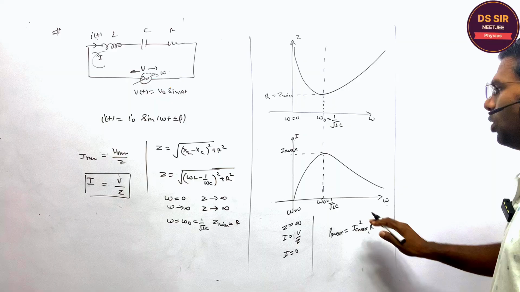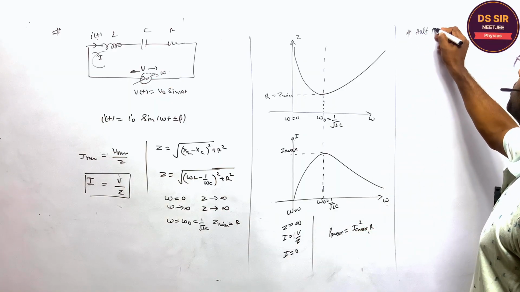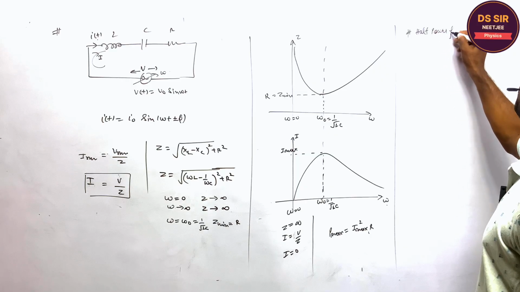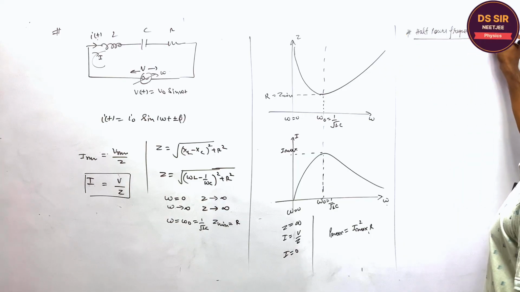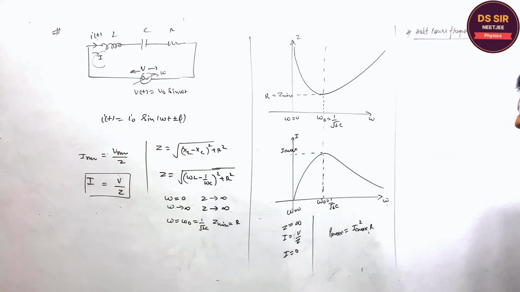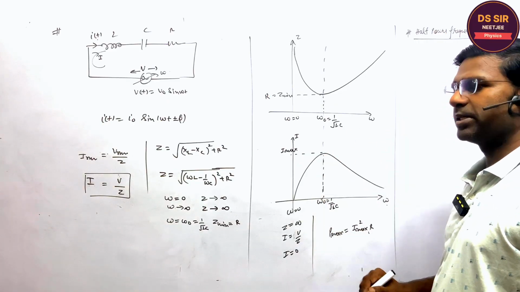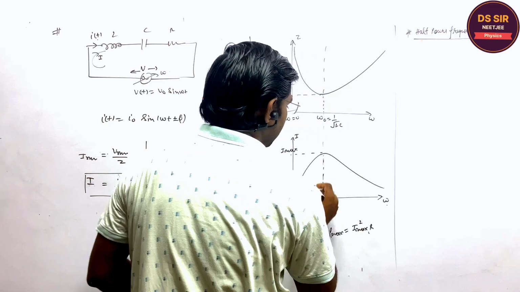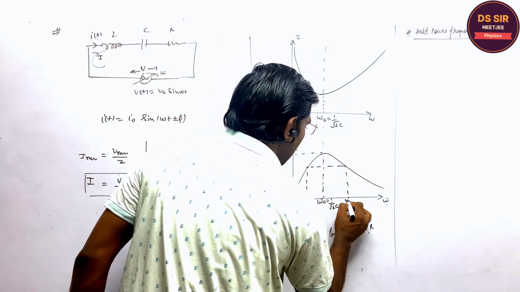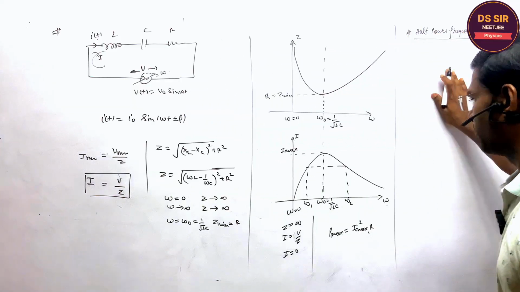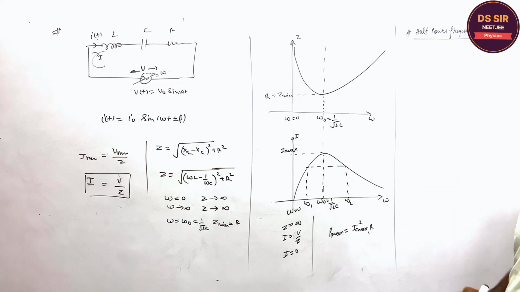Right. So now I will introduce the concept of the half power frequencies. What are the half power frequencies? You tell. Listen one thing. This is the frequency omega naught when the power transfer is maximum. But if you consider the frequencies for which the power is half of the maximum power, listen one thing. Let omega be the frequency for which the power transfer is half of the maximum power.